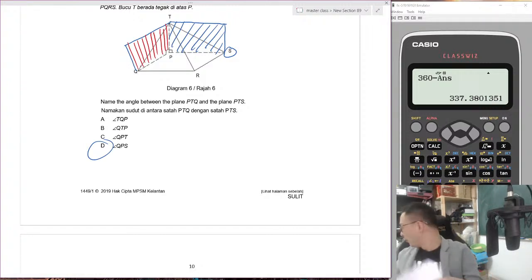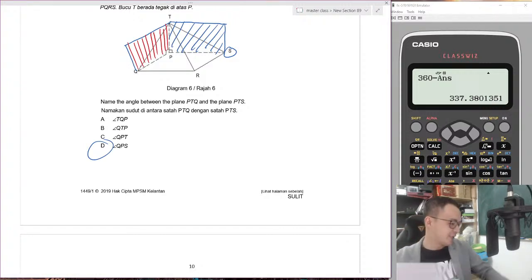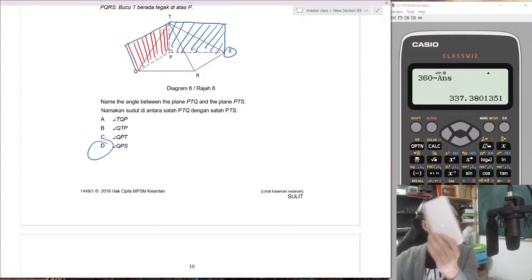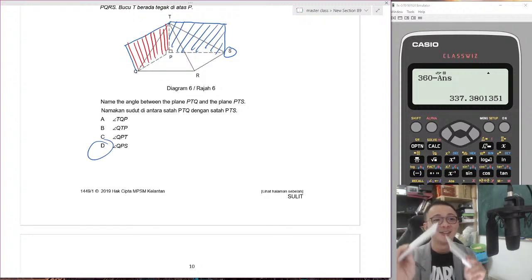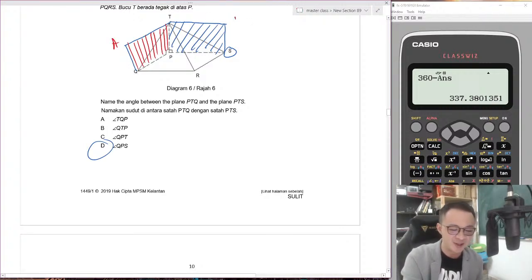So let's say you have one paper, never mind, use calculator lah, because it's a rectangle shape also. So you just imagine you have one rectangle and another rectangle. How to find the angle between these two rectangles? It's quite obvious, right? Let's say I add A and B here. The angle between is either ATB or QPS, right? So you can see it's either top and bottom.